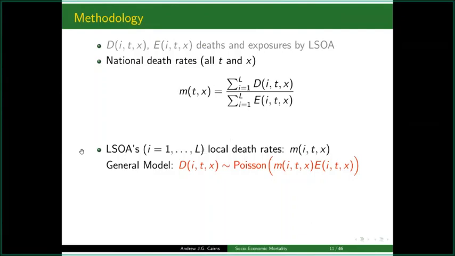We're then looking at the LSOAs. The LSOAs are characterized by a local death rate. We've added here an index i to represent the LSOA. That might be above or below the national mortality rate. The general model would be that the death count for that particular LSOA will have a Poisson distribution with a mean equal to m times E, the death rate multiplied by the exposures. Although for our purposes, it's the mean of this distribution, the expected value m times E, that is the most important thing, rather than the Poisson distribution.